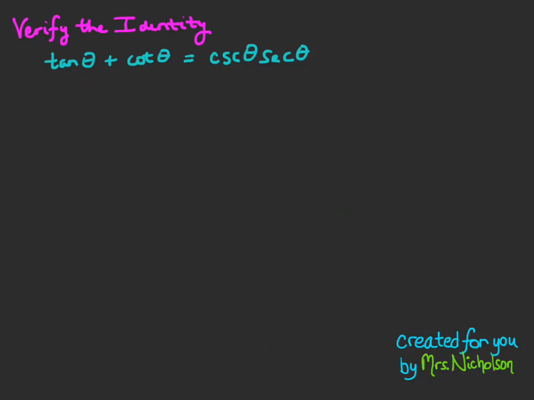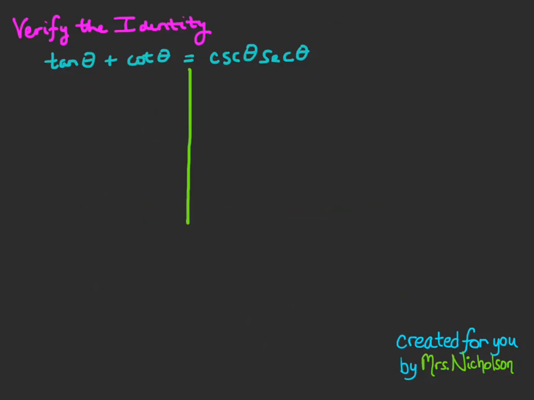Okay, let's move on to an identity. Now notice here, my directions say verify the identity. This is where we're trying to prove whether or not these two things are always equal to each other, whether tangent plus cotangent is always equal to cosecant times secant. So in order to do this, I'm going to put up a wall between these two sides, and we're going to work on the two sides separately.